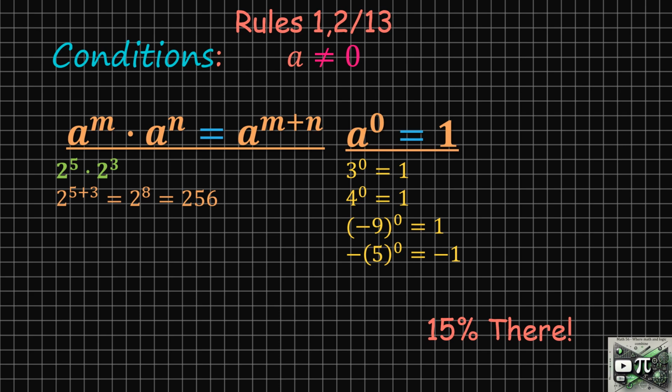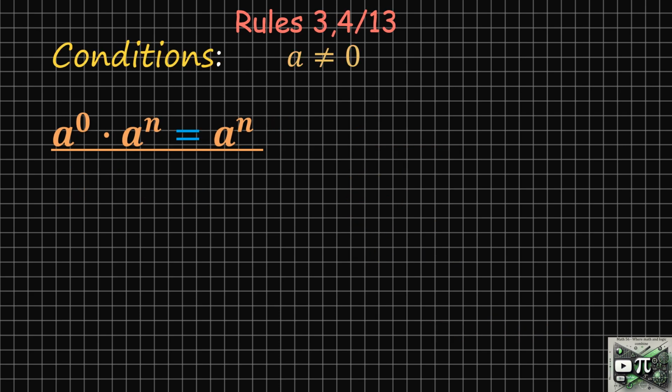Now, anything to the 0 is 1. Like 3 to the 0 is 1, 4 to the 0 is 1, negative 9 to the 0 is 1. But just be careful, teachers use this trick. If you have a minus outside a bracket, and in the bracket you have a 5 to the 0, that's minus 1 because, as you know, BODMAS: exponents are higher than multiplication.